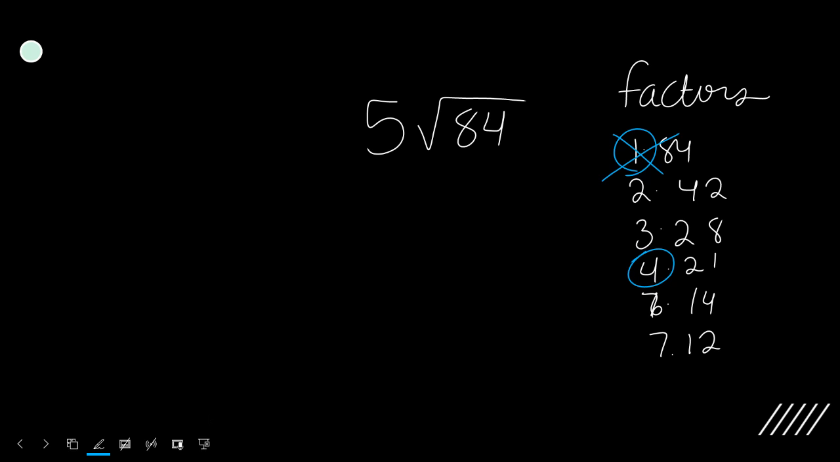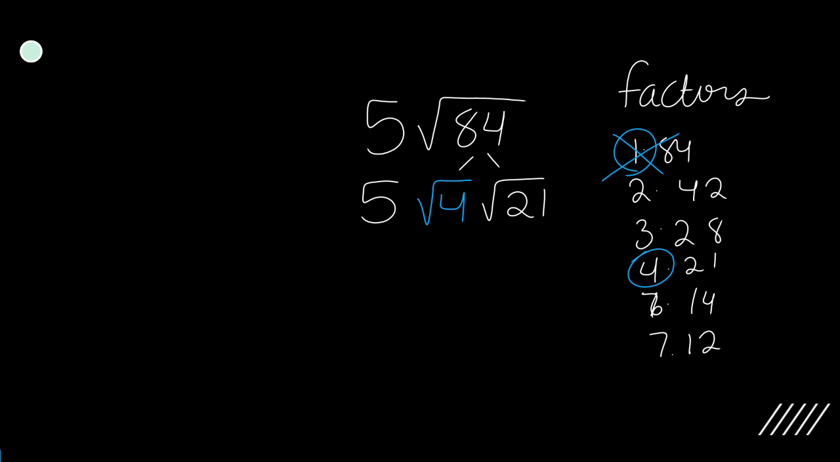So we're going to break this down to the square root of 4 times the square root of 21, and we still have that 5 that is out front. And so this is what we broke it down to, and then we know that the square root of 4 is going to be 2, and then the one that's not perfect, we leave it there.